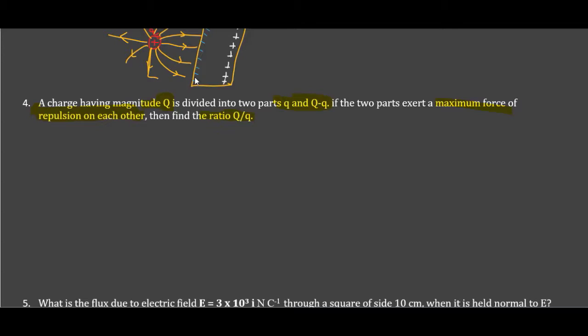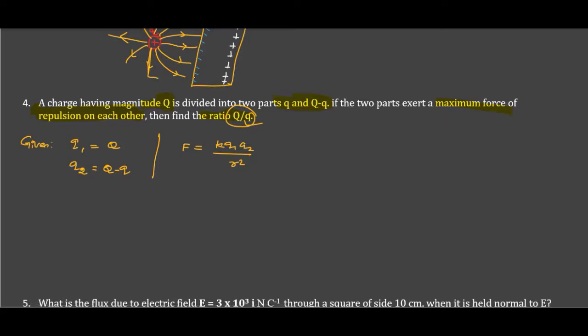They mentioned the maximum force, only the repulsion force is there. Based on that, they are asking about the ratio of capital Q divided by small letter q. So we need to identify the given information. The first charge is q, another charge is Q minus q. They clearly gave maximum repulsive force. We know that based on Coulomb's law, the formula is k Q1 Q2 divided by r square. They didn't give the distance, but they are asking only about the ratio.